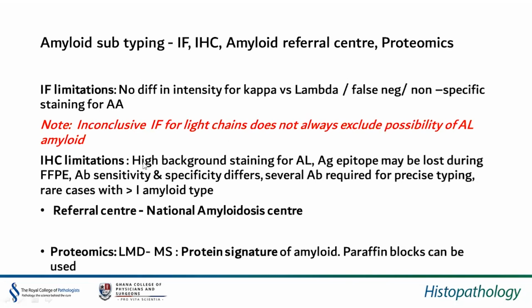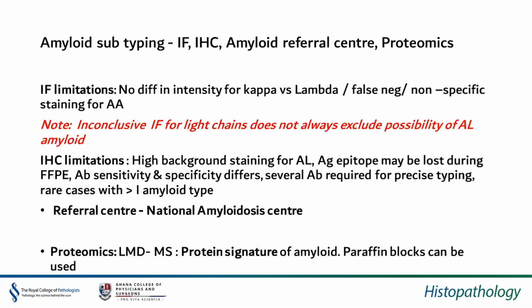Well, we can use immunohistochemistry, but there is high background staining for AL amyloid. The antigen epitopes may be lost during formalin-fixed paraffin embedding in the formalin-fixed paraffin embedded sections. The antibody sensitivity and specificity differs. Several antibodies may be required for precise typing of the amyloid, and in rare cases, you may have more than one type of amyloid even.